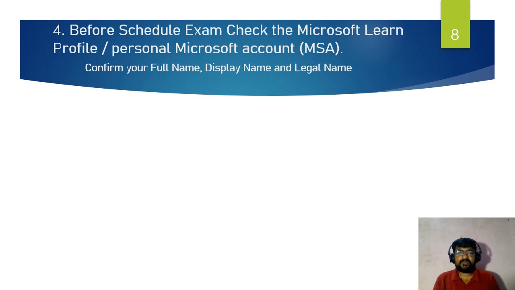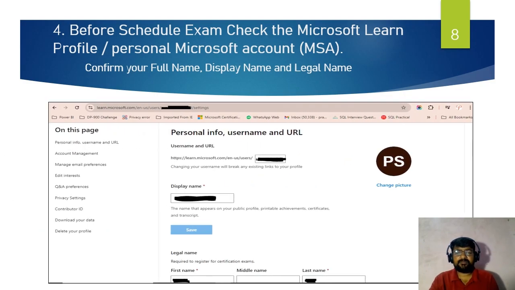You can confirm your name, display name and legal name. Friends, it is important to check the display name, because this display name appears on your certification as well. Before scheduling the exam, check the display name, and after that your legal name, basically first name and last name. This is important because when you appear for the exam, you need to provide your identity proof. In that identity proof, your first name and last name must also match.